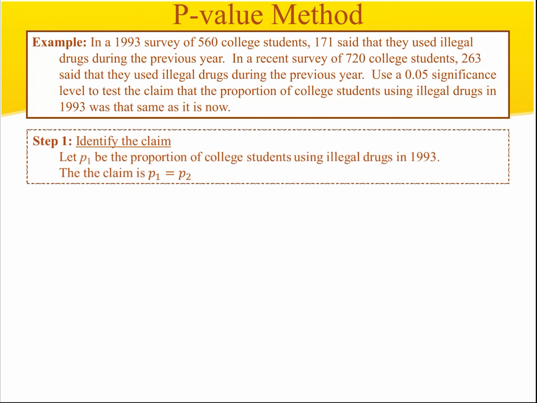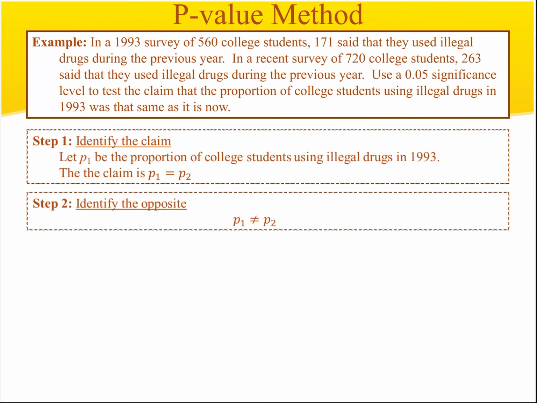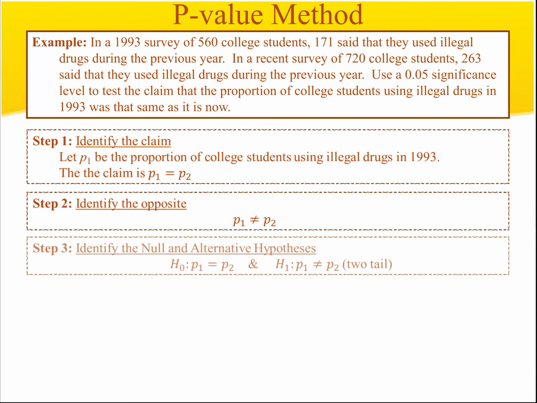Okay, again, really similar steps. The claim is that the proportions are the same. So P1 equals P2. The proportion of college students using drugs in 1993 is the same as it is now. The opposite then would be that they're not equal to each other. P1 does not equal P2.